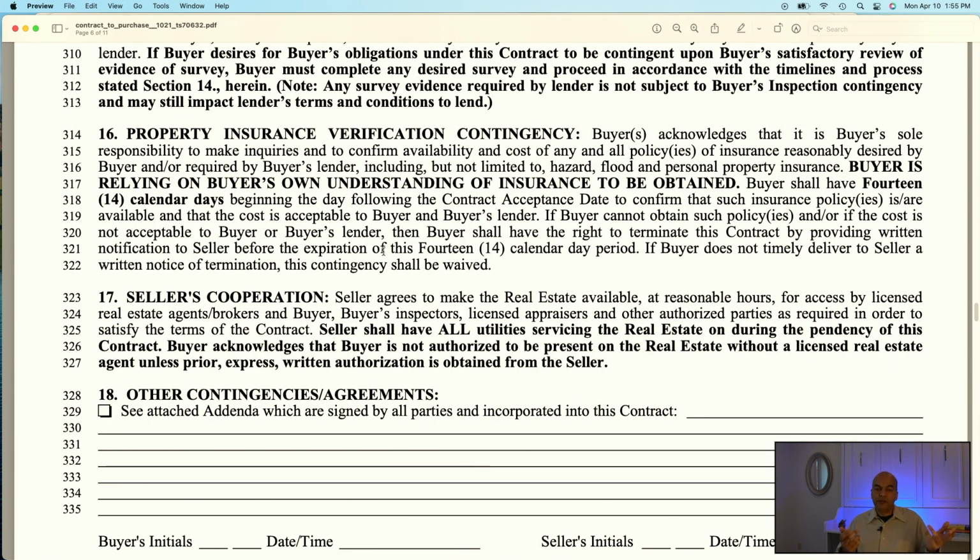Property insurance verification contingency, basically the buyer is responsible for making sure the property can be insured. The buyer has 14 days to confirm that they can get insurance. If they can't get insurance, then they can use that as a reason to cancel the purchase of the property. The one thing to consider though, even though there's 14 days here, if a buyer cannot get insurance on the property and they are also applying for a mortgage to purchase the property, the lender is going to deny that loan, and that's another way that the buyer can cancel the contract.